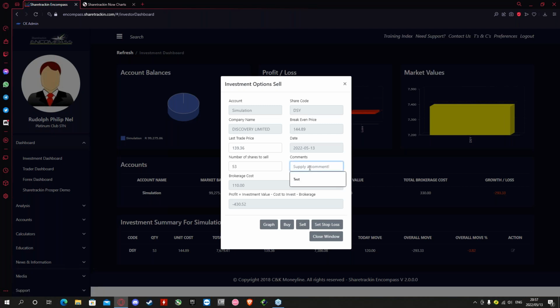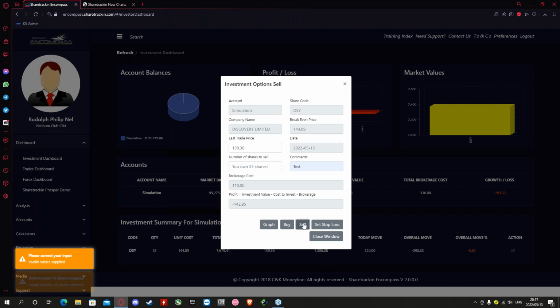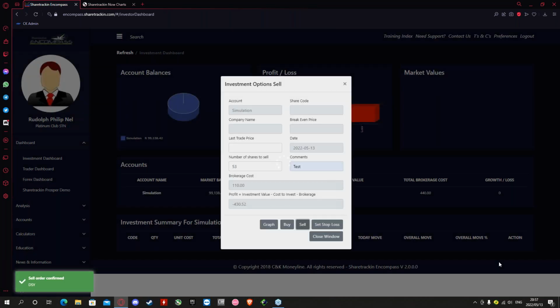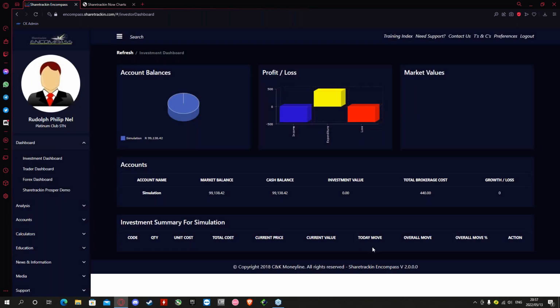Okay, so then I enter that, and if I take that away, it would also give you an error. It would say "invalid value supplied." That's the value that needs to be supplied. Value and comments, then click on sell, then it sells the share. All right, and then there's no more share. Obviously we only paid brokerage, we didn't make anything at this stage, because we only bought and sold. No profits were made, we lost the brokerage.